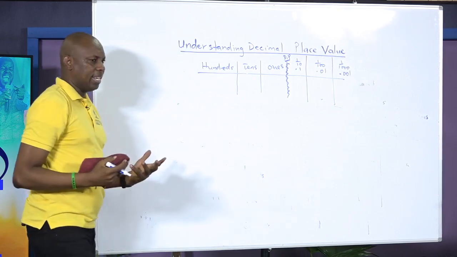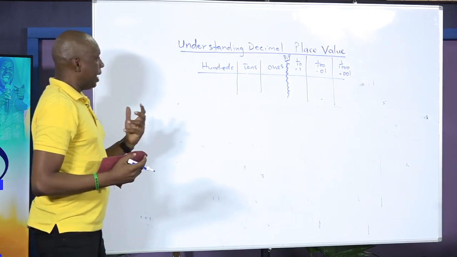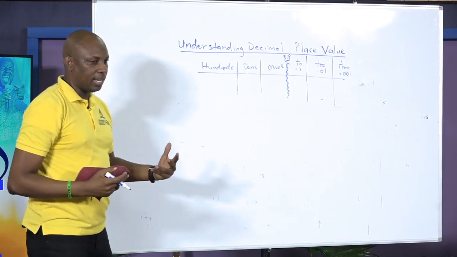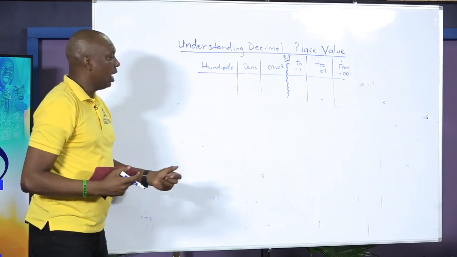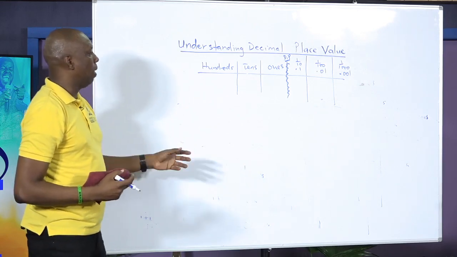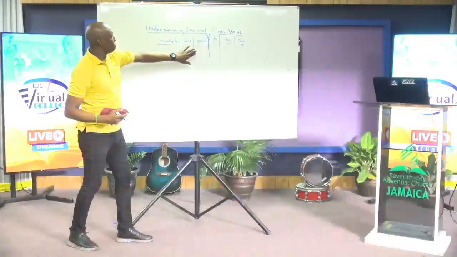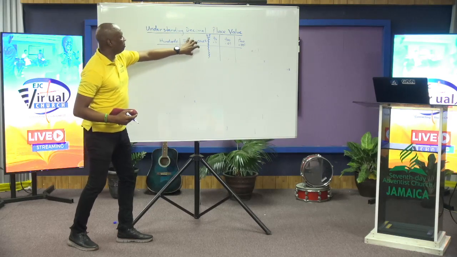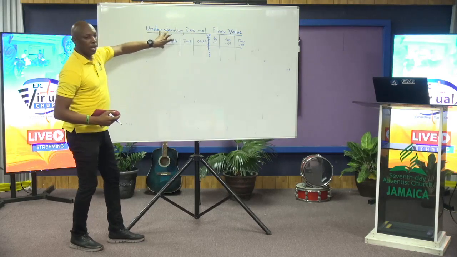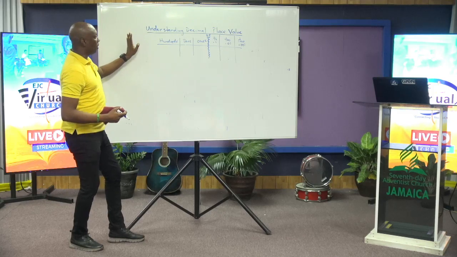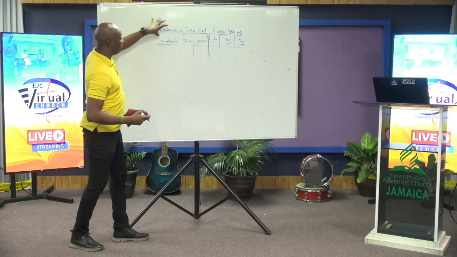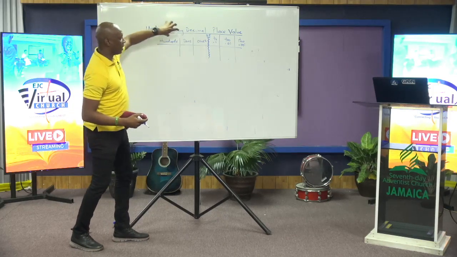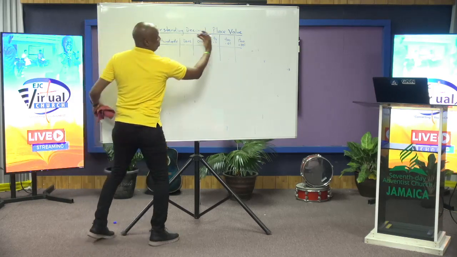So understanding decimal place value is linked to understanding our regular place value. It's very important that I say this to you, that when you are moving to the left, you will find that your values increase, and when you're moving to the right, your values decrease.